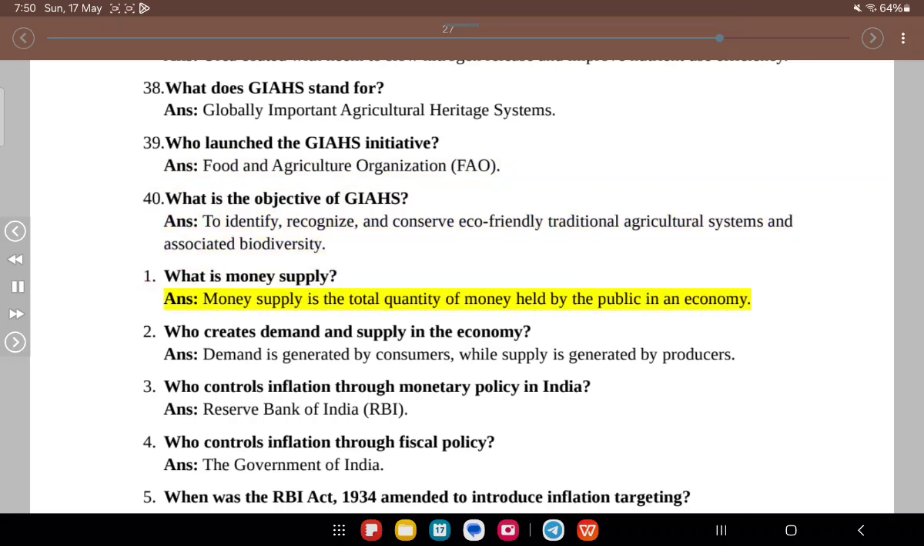1. What is money supply? Money supply is the total quantity of money held by the public in an economy. 2. Who creates demand and supply in the economy? Demand is generated by consumers, while supply is generated by producers. 3. Who controls inflation through monetary policy in India? Reserve Bank of India (RBI).